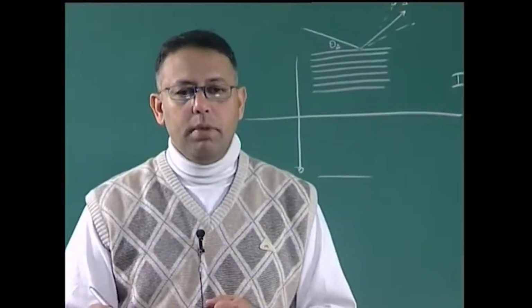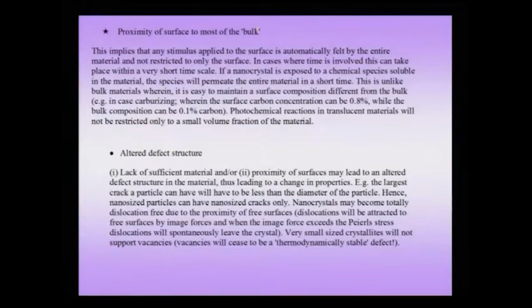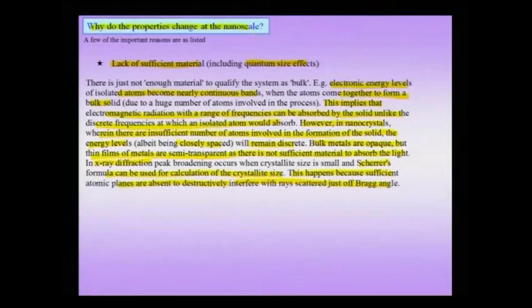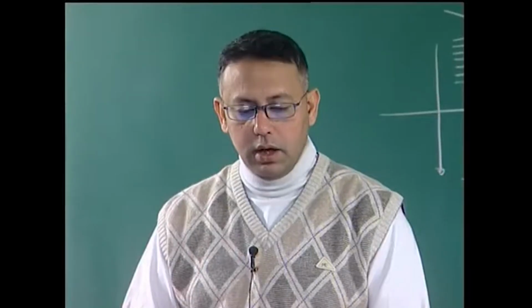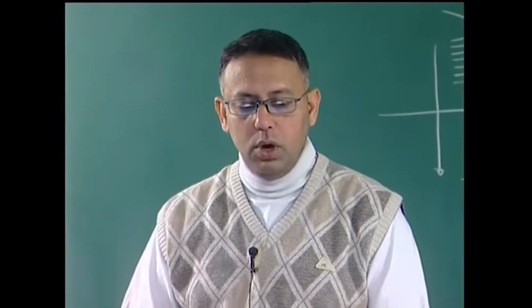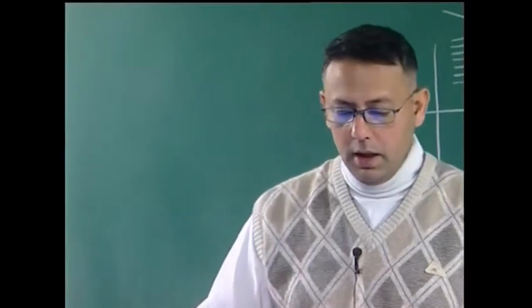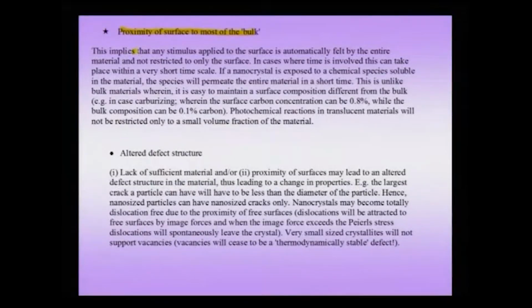The third is again one of those effects which we may call an obvious effect, which is coming from the proximity of the surface to the bulk. So, this comes again in the class of those reasons which, as one might say, one can easily anticipate, easily predict and easily perhaps even calculate when it comes to how a nanomaterial is different in its properties from a bulk material. This proximity of surface to the bulk implies that any stimulus applied on the surface is automatically felt by the entire material.